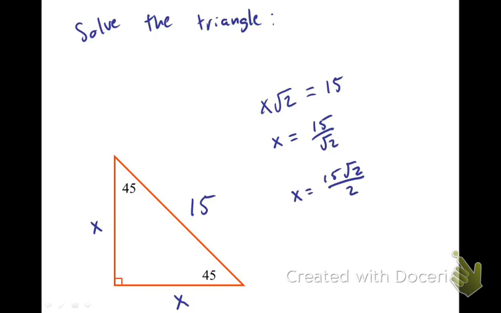And the hard part about this one too, again, is we're going to have to remember how to simplify our radical expressions. Since we're not allowed to have a radical in the denominator, and we have 15 over radical 2, we're going to have to multiply this 15 over radical 2 by radical 2 over radical 2. When we multiply by radical 2 over radical 2, we're going to get 15 radical 2 over 2.